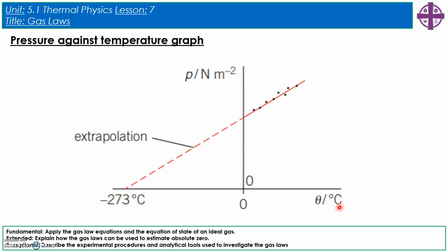This graph is plotted with degrees Celsius as the x-axis, but if I plotted it in units of Kelvin, it would cross through the origin. Because when I reach absolute 0, which is 0 Kelvin, then I would have 0 pressure. So this is a really useful way that you can actually try and estimate absolute 0, and it's a practical we're going to do back at school.